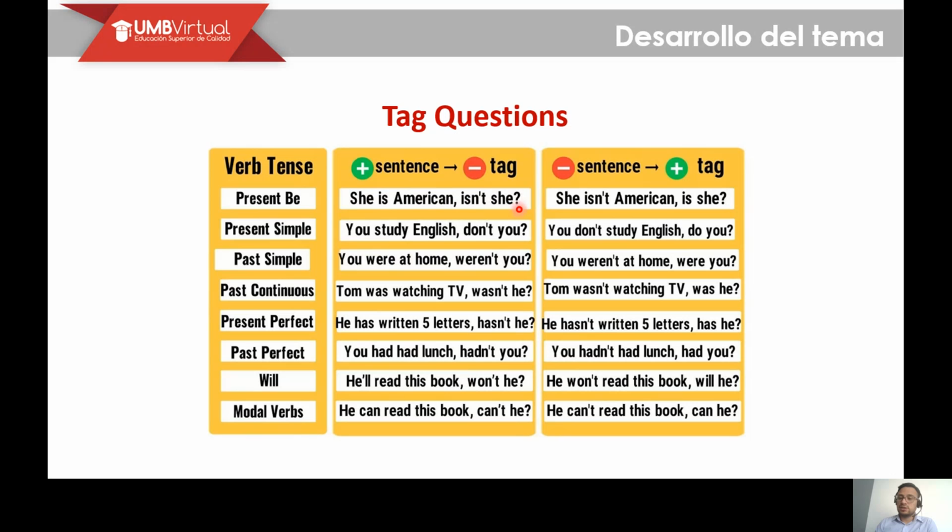So, she's American, isn't she? Aquí está en afirmativo y la tag question es isn't she? Y lo mismo aquí, she isn't American, is she? Just for you to confirm. And the same with each tense. He'll read this book, won't he? He won't read this book, will he? Just for you to make practice. And with this, you are showing more management of the English level.